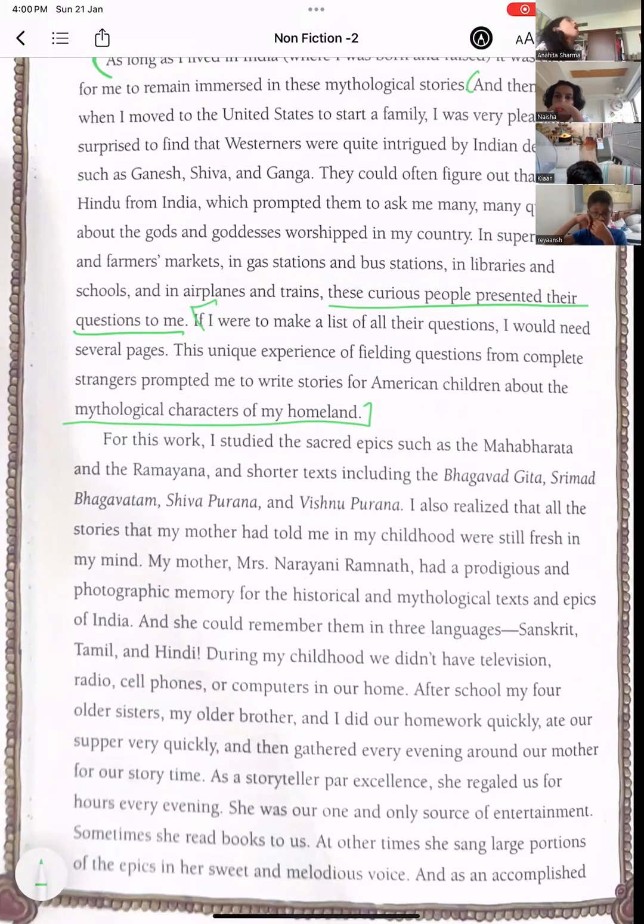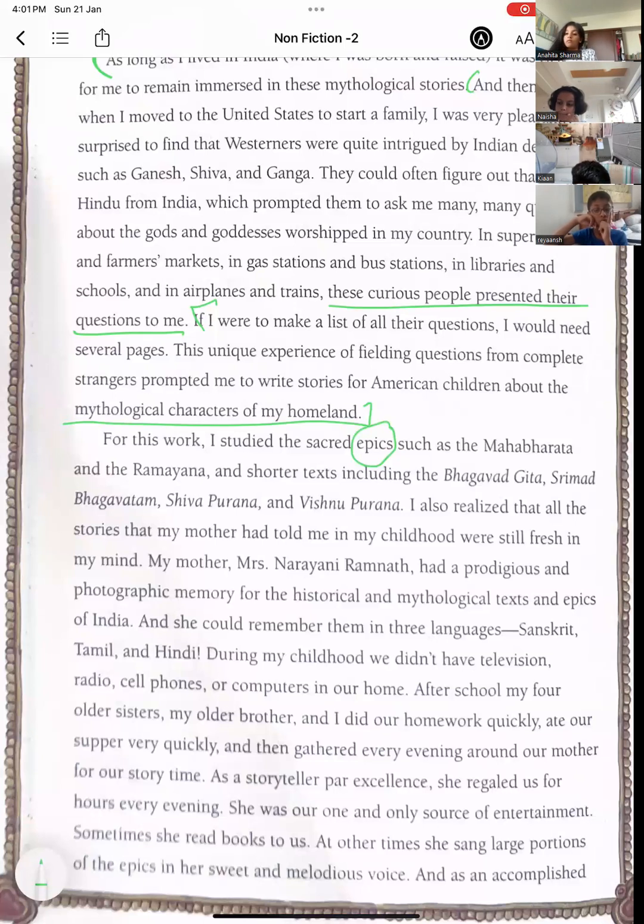Okay. For this work, I studied the sacred epics. Now, epics. What does epics mean? We say, Mama, how was the food? The food was epic. We always say epic. But this epic is different than that epic, okay? It was written in my book that an epic is a long story, a long poem about heroes and their adventures. Sort of, yes, you can say, and it can also come for mythological characters also.